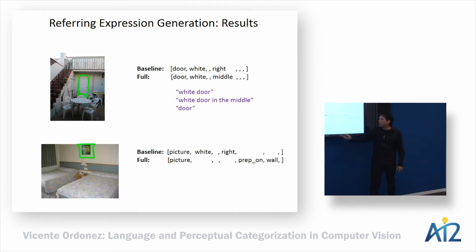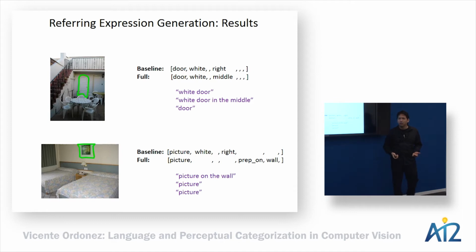And here is another example where the baseline method says the white picture on the right, and the full method has access to the color histogram of these objects. So instead of trying to correct it because it doesn't look white, it outputs a completely different set of attributes on the wall, which is a relative location and relative object. And these are what people say, so at least somebody said picture on the wall. So these are cases where we produce things that were very similar to the things that people said.